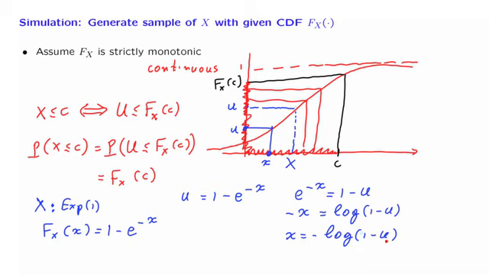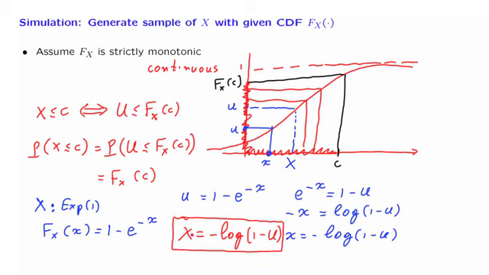And now, what we have discussed leads us to the following procedure. I generate a random variable U according to the uniform distribution. Then I form the random variable X by taking the negative of the logarithm of 1 minus U. And this gives me a random variable which has an exponential distribution. And so we have found a way of simulating exponential random variables, starting with a random number generator that produces uniform random variables.